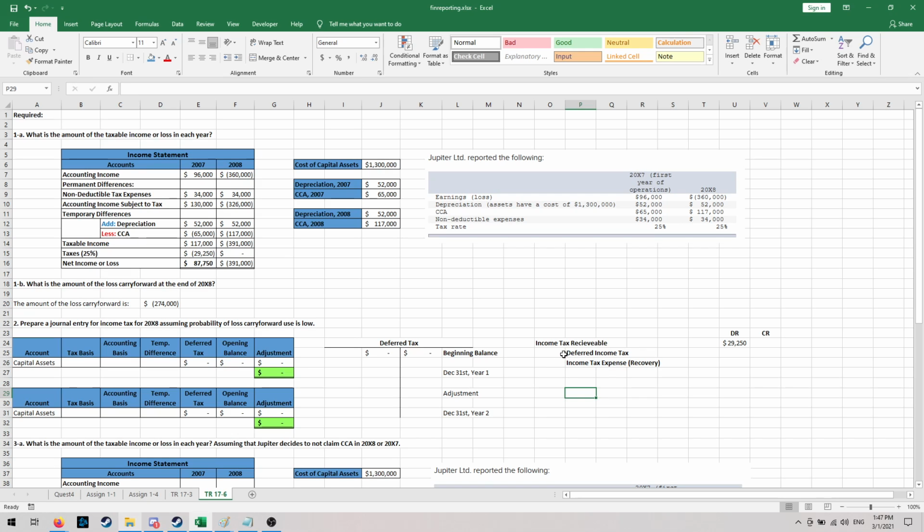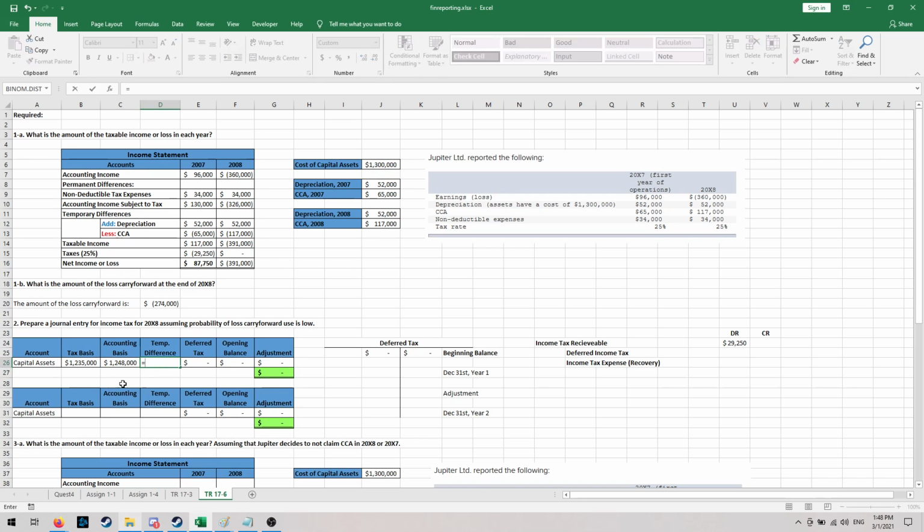So what we're going to do is we're going to do the full temporary difference charts for the capital assets for both years. So the tax basis, as you remember, is how much does the government think this asset is worth? In this case, the government thinks it's worth the 1.3 million we paid for it minus the amount of CCA. We, the accountants, think this asset is worth the 1.3 million minus the 52,000 in depreciation we took.